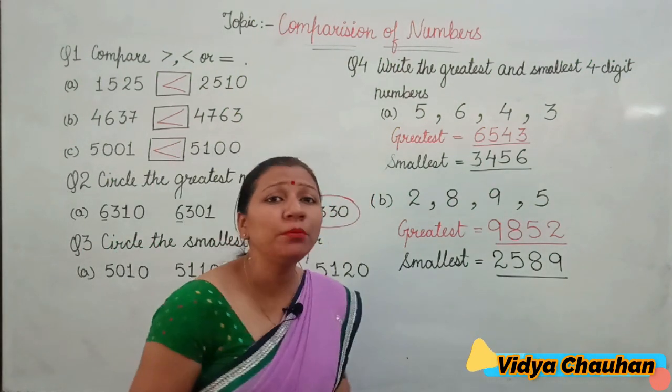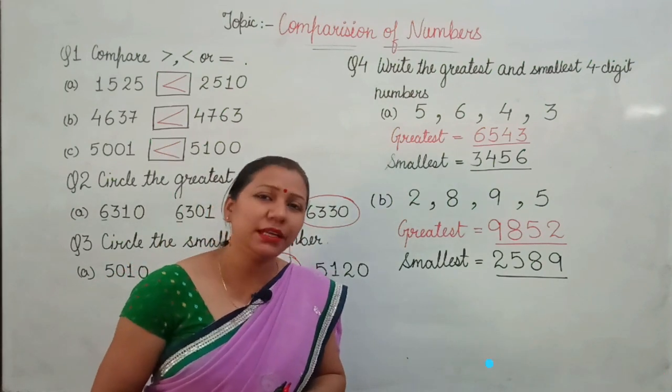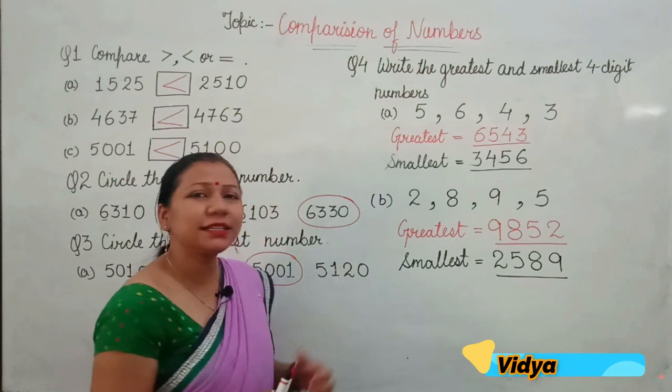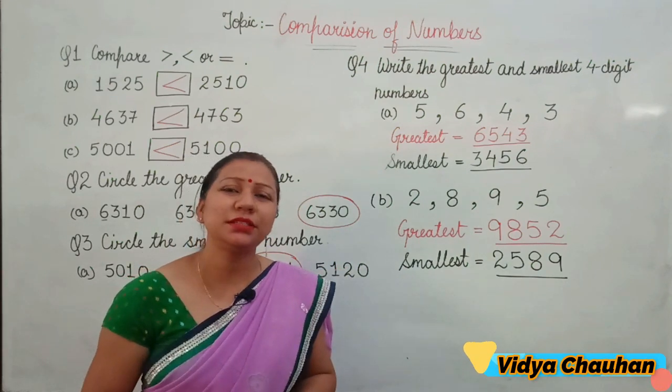Okay students, so today we have discussed the comparison of numbers, finding the greatest and smallest number, and how we can form the greatest and smallest numbers using the given digits. I hope today's lesson is clear to all of you. Kindly go through your book exercise and complete the questions in your notebook.